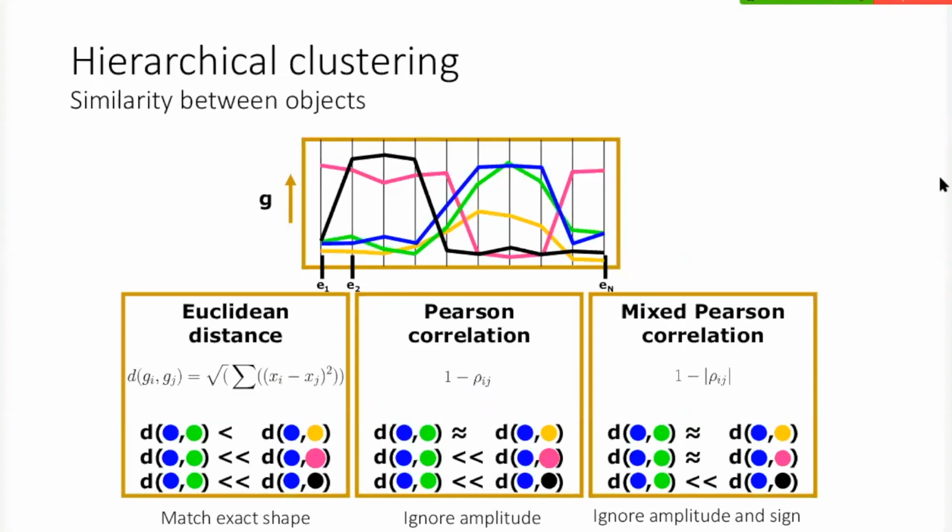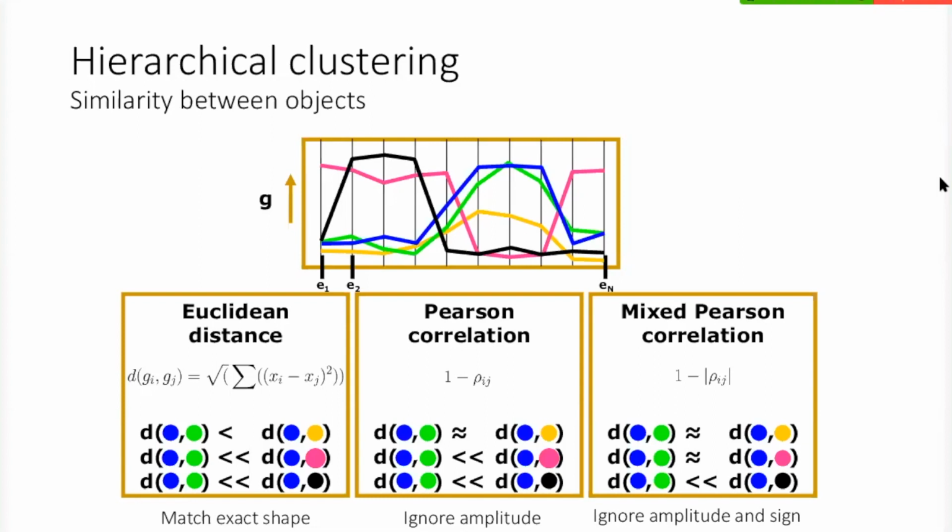Okay, the other thing we have to think about are distances between the data points, right? So we already talked about Euclidean distance in the morning. You can also use Pearson correlation or mixed Pearson correlation. So basically, it depends on what you really want to capture. So if you do Euclidean distance, then you're really looking for exact matches. So in this toy example, green and blue will have the smallest distance, right? Because their shapes match quite well. And although the pattern of the orange line is similar, the Euclidean distance will be larger between any of those two and the orange one.